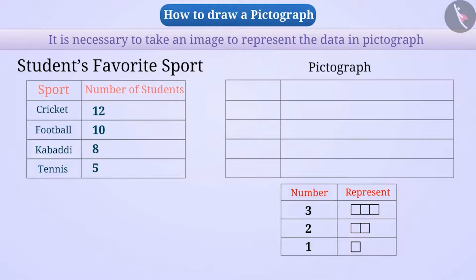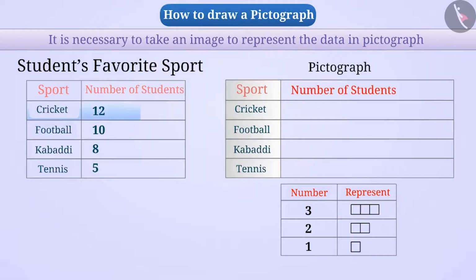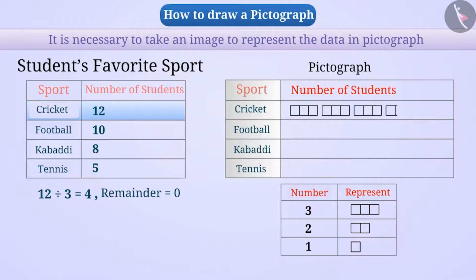We will draw a table. Here, the first column mentions the name of the sport or shows its symbol, and the second column represents the number of students in the form of images. Like here, 12 students like cricket. We will divide this number by the value of the image. Here, 12 divided by 3 is equal to 4, and the remainder is 0. Therefore, we will represent the number of students in the row of cricket by making 4 signs.